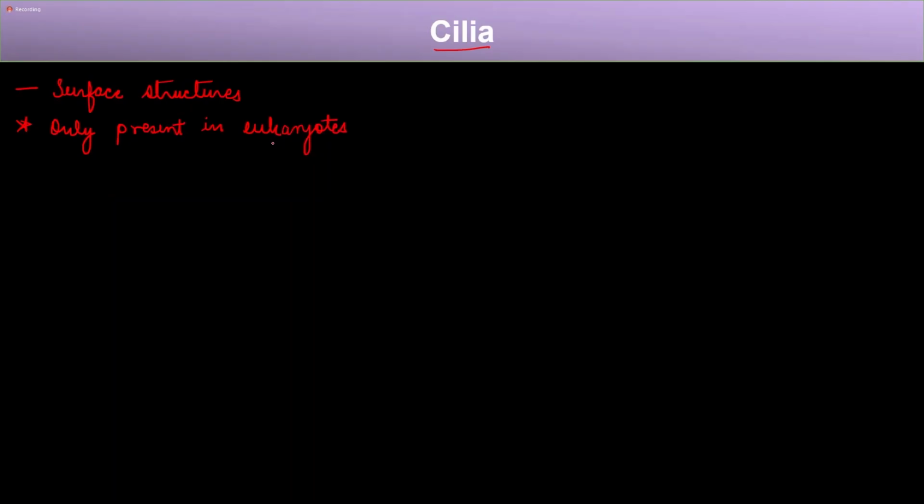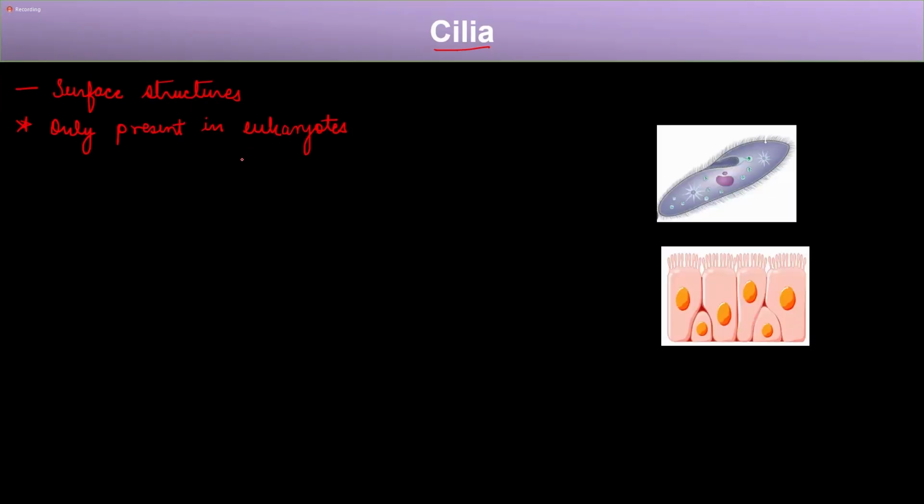Eukaryotes can be either single-celled organisms or multicellular organisms, right? If you see the diagram, the first example is of a unicellular organism, and this is paramecium. This is a unicellular organism, and we can see this surface structure here. This is cilia. So the unicellular example is paramecium.